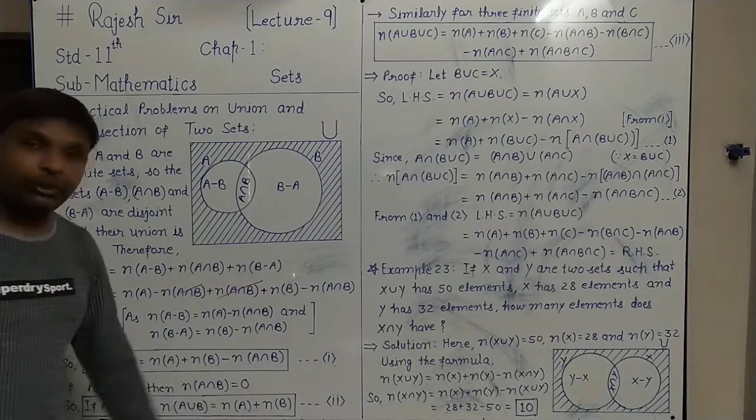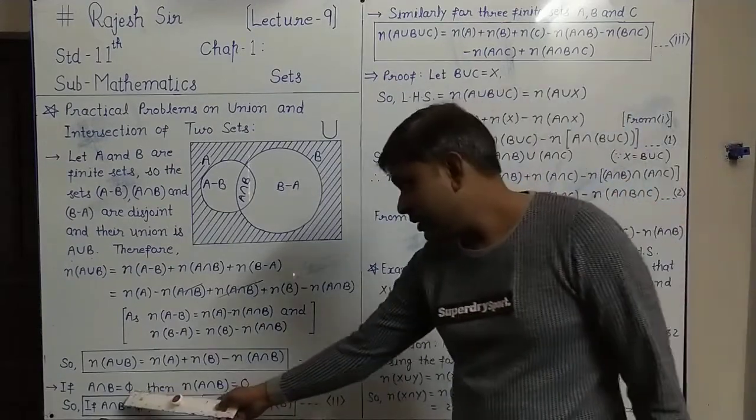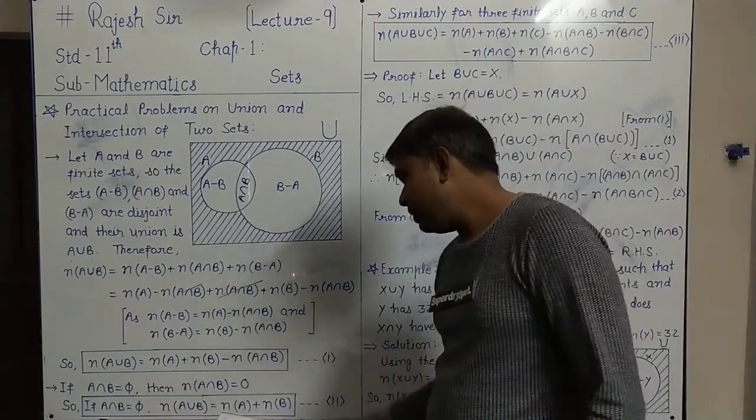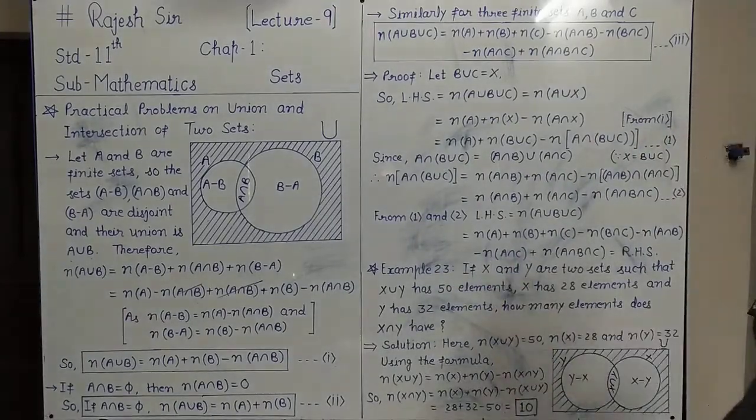So this was the second formula we have to write, but it has a condition that A intersection B equals phi, and at that time A union B equals n(A) plus n(B). This is the formula we have seen for two finite sets.